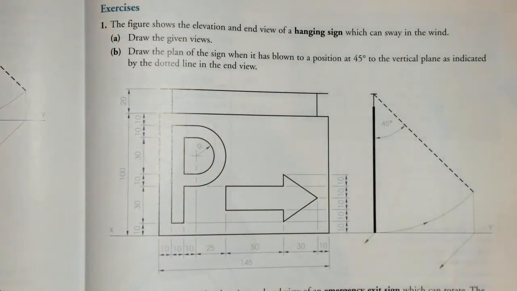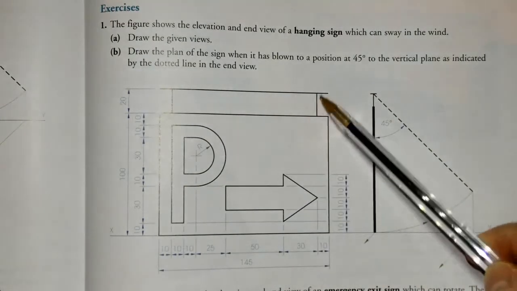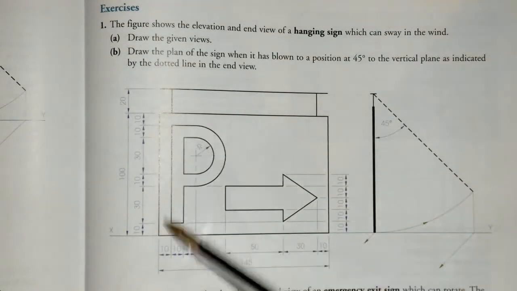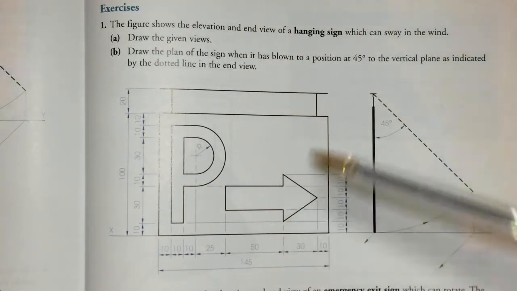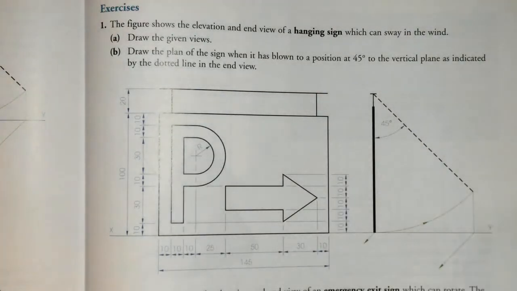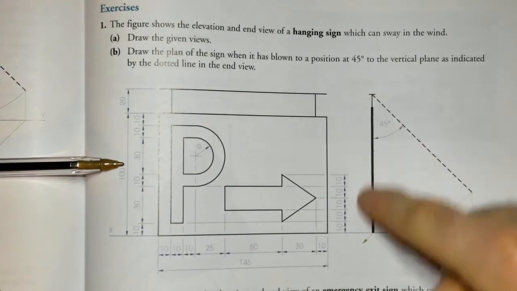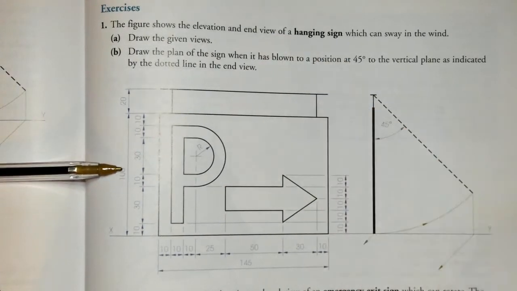So essentially what they're asking us to do is we have a sign here. It's obviously something like parking to the right or something like that. And obviously we can see it's hinged on something up here and it's hanging down. And there's our sign there with the P and then the arrow. It says we have to draw the given views. So if we were looking straight at the sign, this is the elevation view of it. If we were looking in at the side of the sign, this is the end elevation or the end view of it, as they call it here.